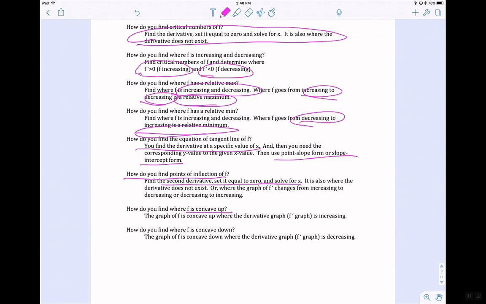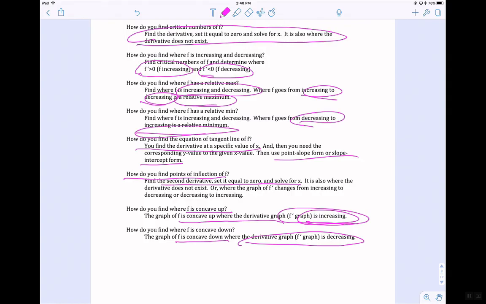So, where is f concave up? Remember, we talked a little bit briefly about this. I defined concave up as where the derivative graph is increasing. So f is concave down where the derivative graph is decreasing. Concave up is where the graph of the derivative is increasing. Okay? So you will be given a graph when you do this.